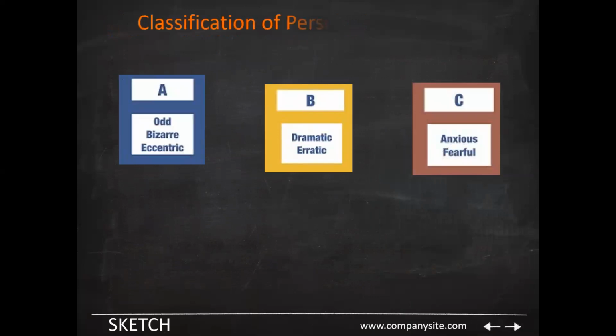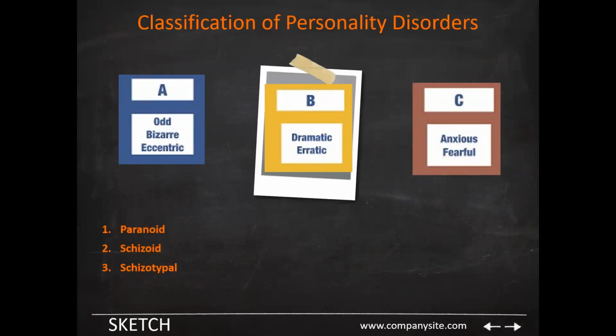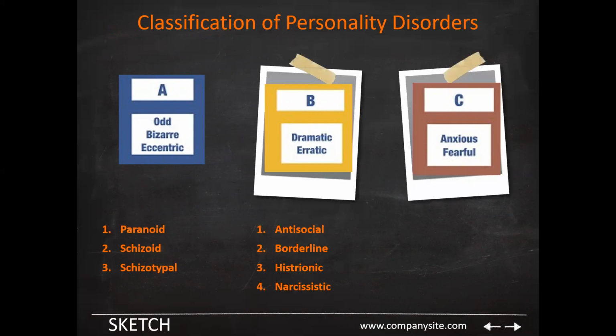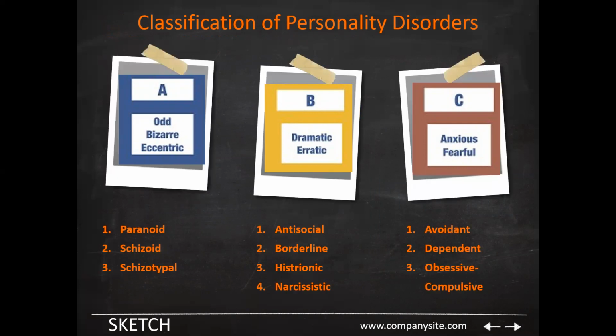Personality disorders are divided into three clusters. Cluster A consists of paranoid, schizoid, and schizotypal personality disorder. The behavior is described as odd, bizarre, and eccentric.